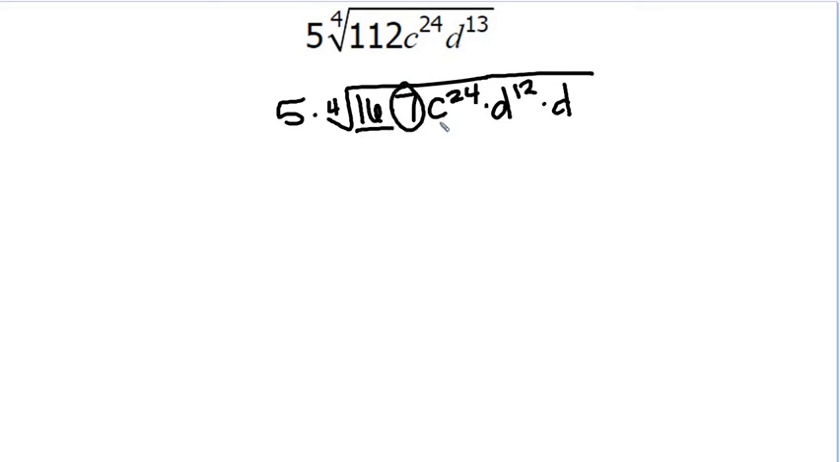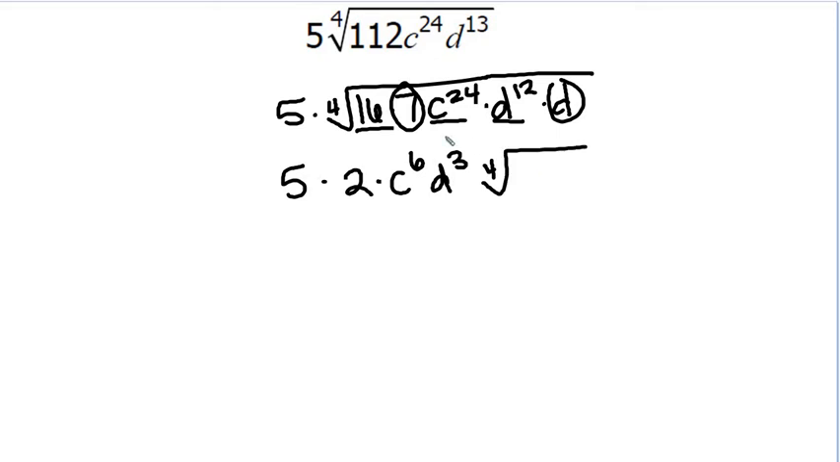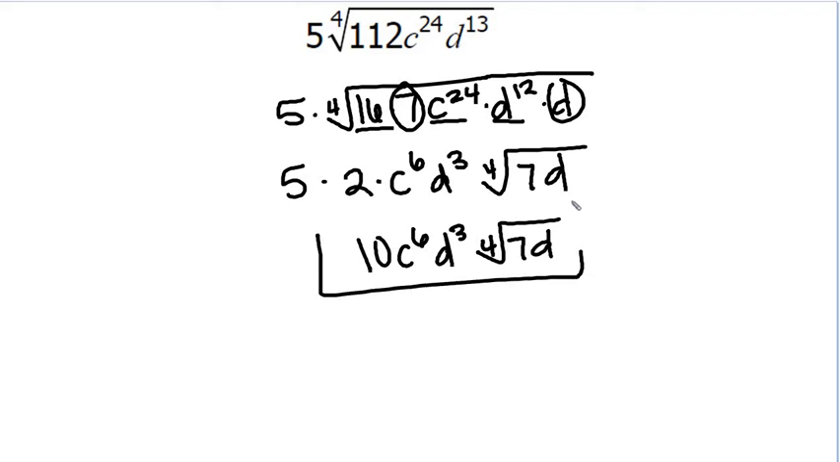So this is coming out, in, out, in. So all of my things that are coming out are my perfect fourths. So I have 5 times the fourth root of 16 is 2, times the fourth root of c to the 24th, so 24 divided by 4 is c to the 6th, and d, 12 divided by 4 is 3, and still under my radical is my 7d. And we need to make sure that we multiply to get our simplest answer. 5 times 2 is 10, c to the 6th, d to the 3rd, times the fourth root of 7d. And that's our final answer.